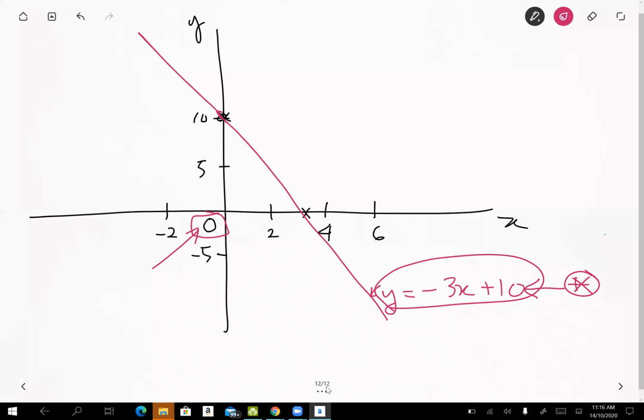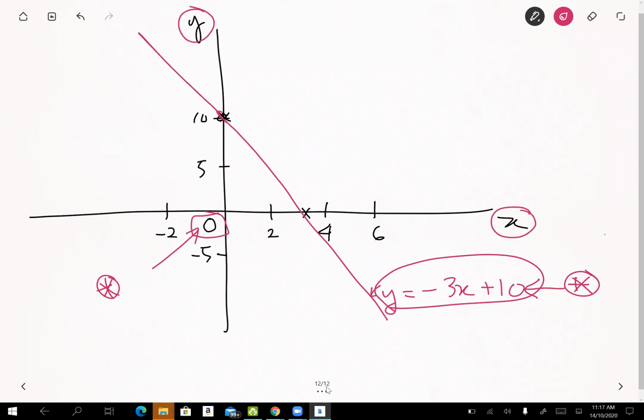Origin is like your parents. Without your parents, how come there are you? So that point 0 is very important. I say that because many people still tend to forget to put that 0.